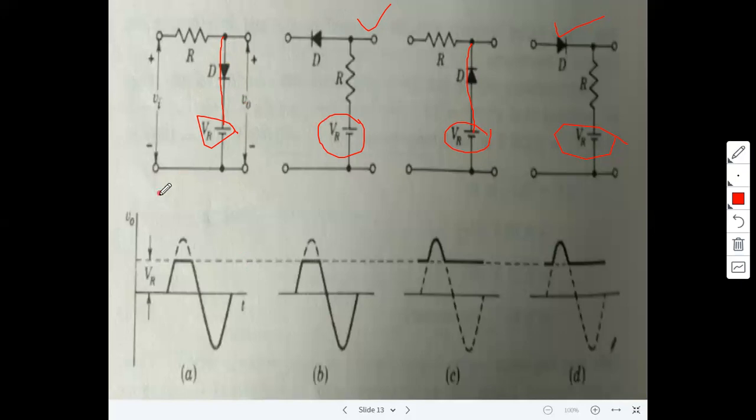Right? To analyze this one, consider something like VR is 2 volts. In all these cases, VR is equal to 2 volts. All diodes are ideal diodes. These are the waveforms, right? Like that, we may discuss many clipper circuit waveforms.